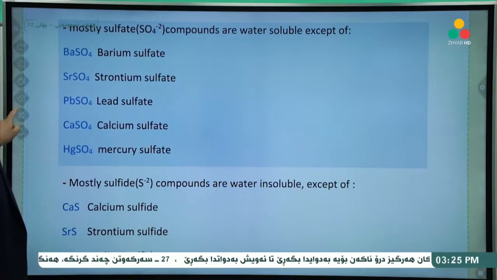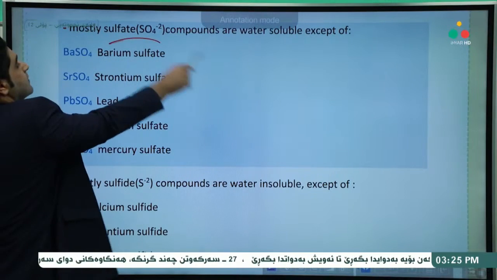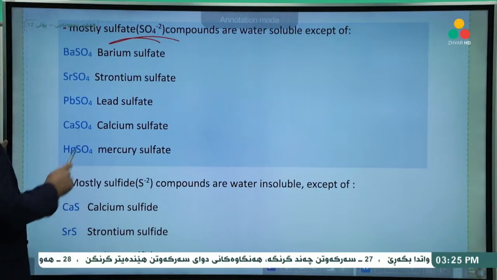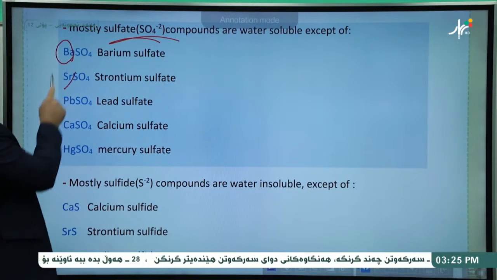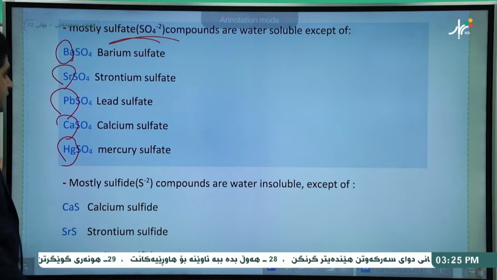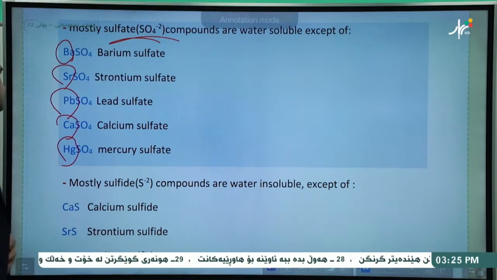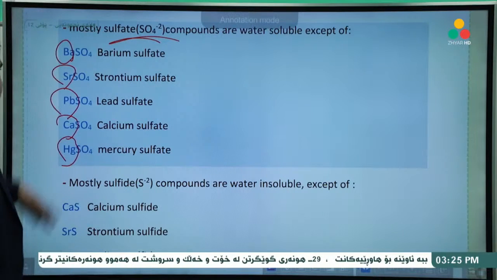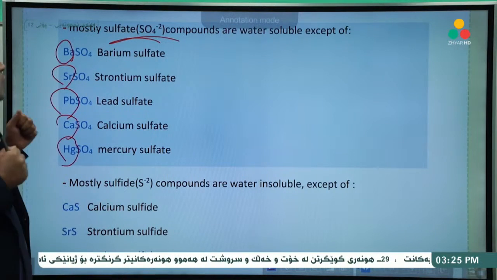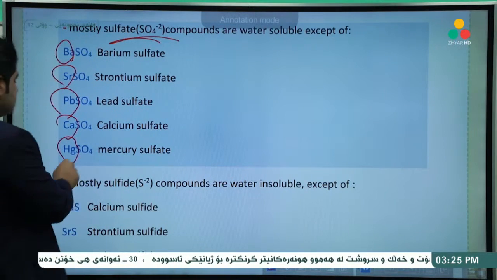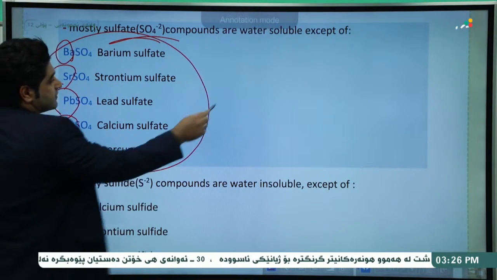About the sulfate compounds, SO4, mostly sulfate compounds are water soluble except for compounds of sulfate with barium, strontium, Pb, calcium, and silver. Well, I don't want to mention that Kurdish phrase that helps you to memorize this. You have to find a good way to memorize these compounds.